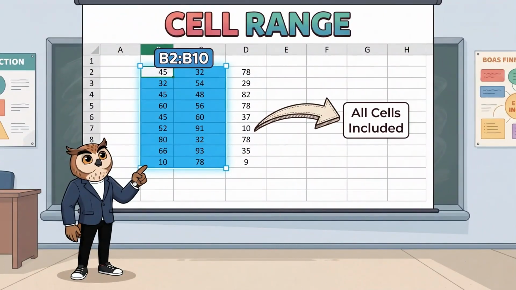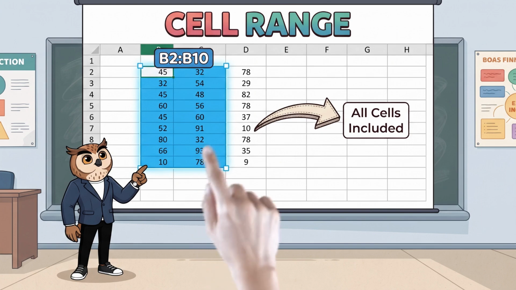A range is simply a group of cells. When you write B2:B10, Excel understands that you are referring to every cell starting from B2 and ending with B10. The colon tells Excel to include every cell between those two references. Using ranges allows you to calculate many values with a single formula.